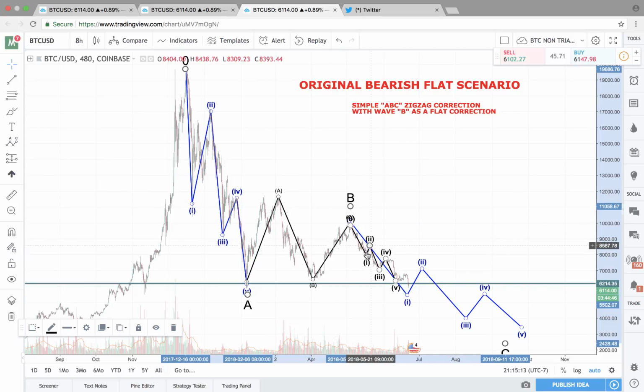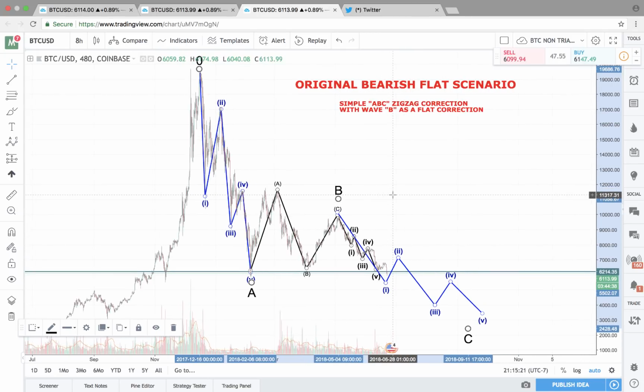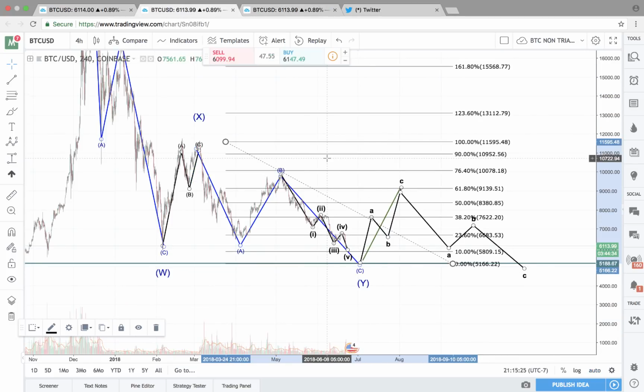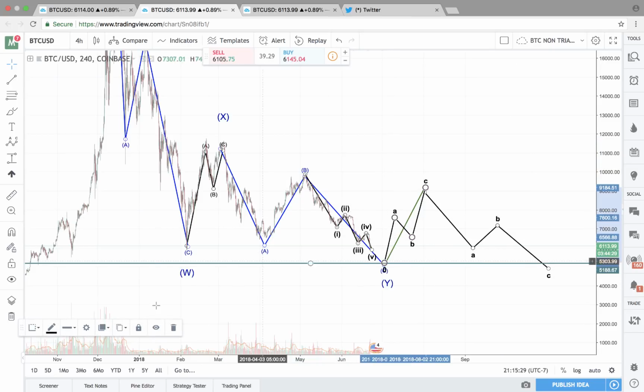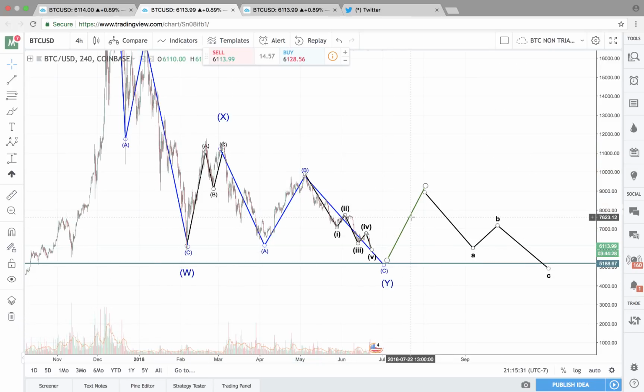And I said, hey, this looks more like a triangle forming, and that's why I threw out this flat correction. Well, now we're seeing a spike in volume again. As you can see, volume starting to spike up here, and now that the triangle is thrown out, this goes back to being my primary count. This, like I said, is also a very likely possibility. Let's get rid of this stuff right now real quick. But this, like I said, is also a very viable possibility.